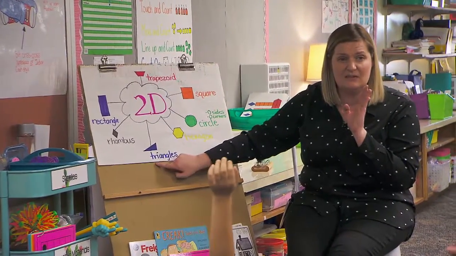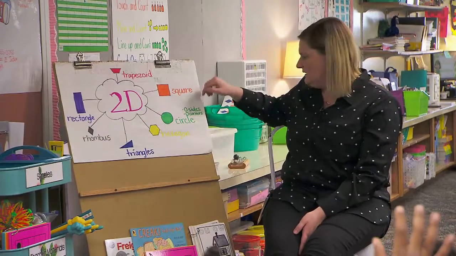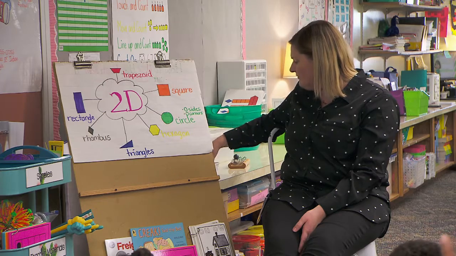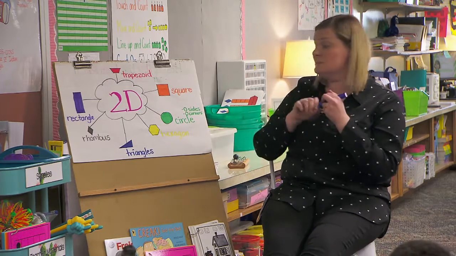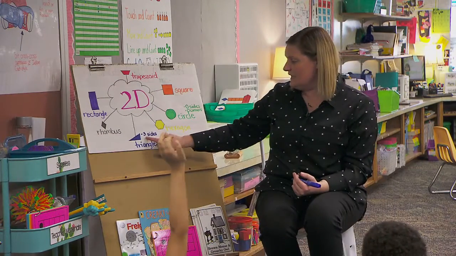If it's a triangle, there's actually a secret in the word triangle to let you know how many, in case you forget. Nora, how many sides does a triangle have? It has 3 sides. I'm going to add that to our chart. All right, so now we need to count our corners.